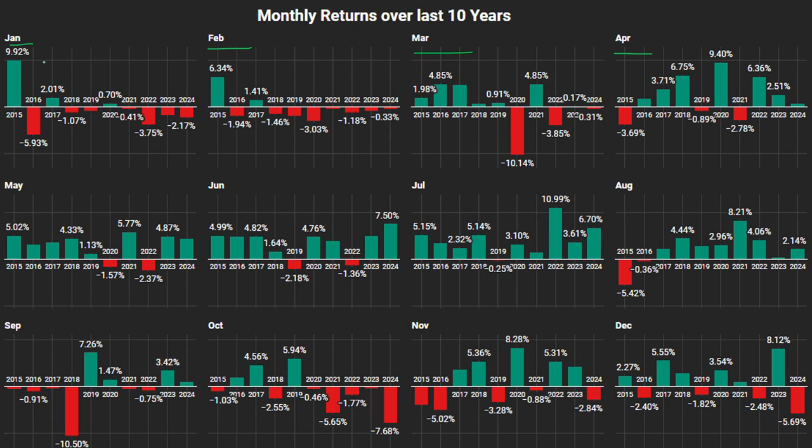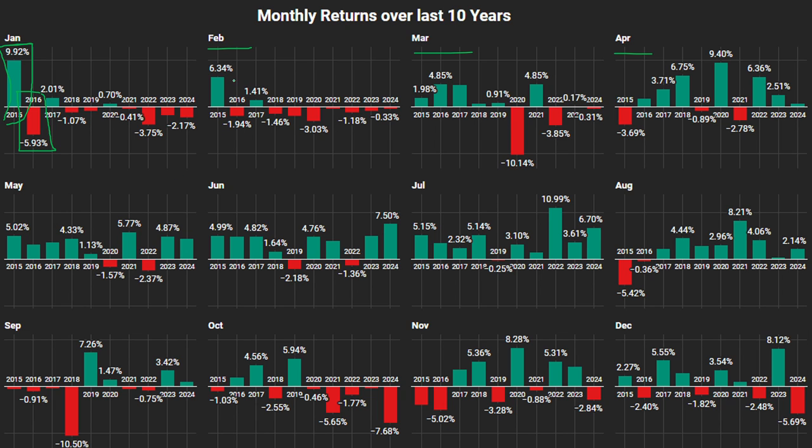For example, in the top left graph, which is for January, we can see that in 2015, January gave a return of 9.92%, whereas in 2016, January gave a negative return of 5.93%. So overall, only 3 times January gave positive returns, whereas 7 times it gave negative returns. So January is clearly not a strong month for this sector, historically speaking.